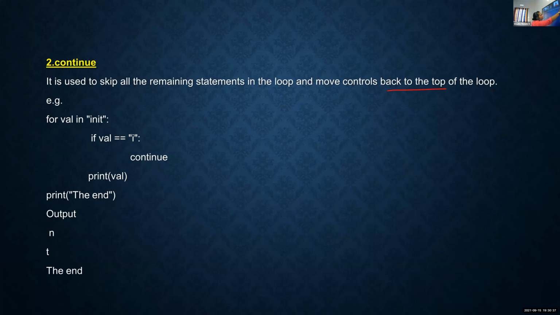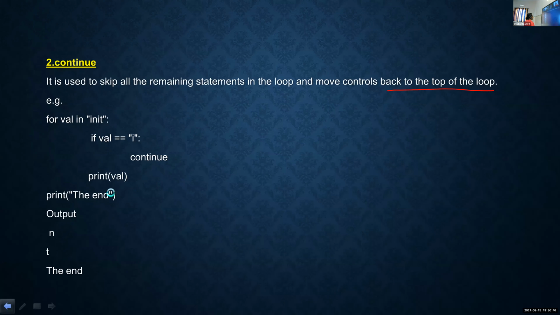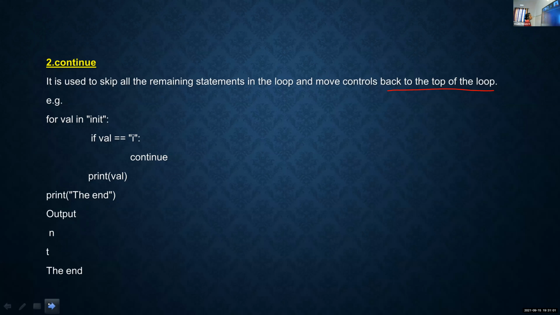Control moves back to the top of the loop. But in the case of break, control moves to the bottom of the loop. In the case of continue, control moves to the top of the loop.